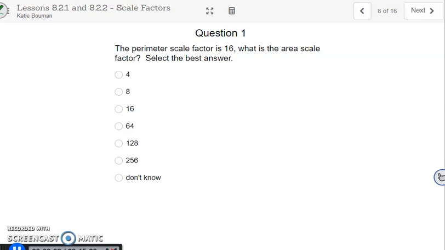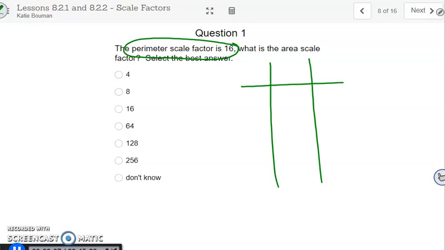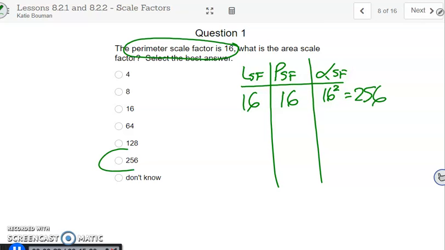So in the first problem, we're starting off with a perimeter scale factor of 16. So going back to the original problems, the linear scale factor and the perimeter scale factor we discussed on Tuesday were the same number. So if this perimeter is 16, that means the linear scale factor is also 16. The area scale factor would be 16 times 16, or 256. So hopefully you selected 256 as your answer to question 1.